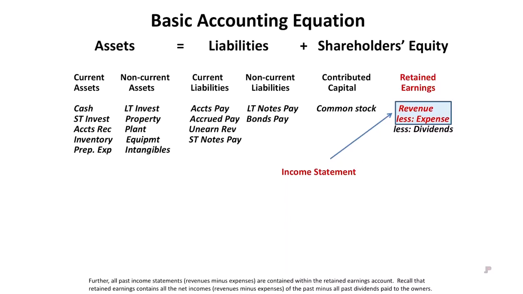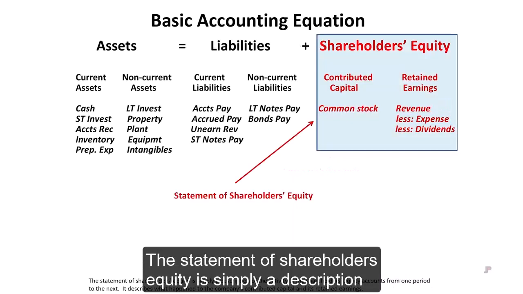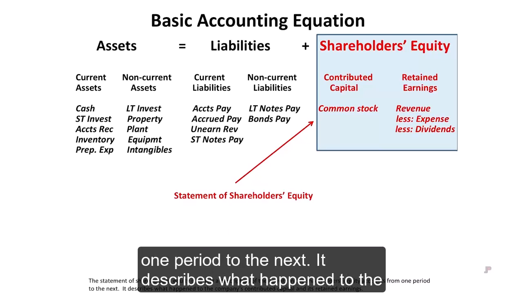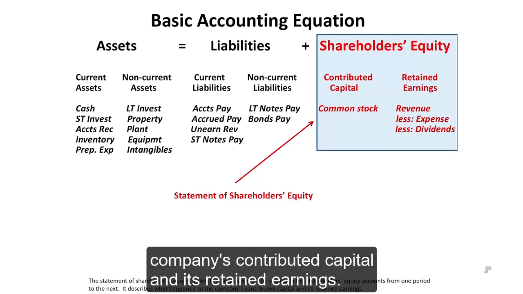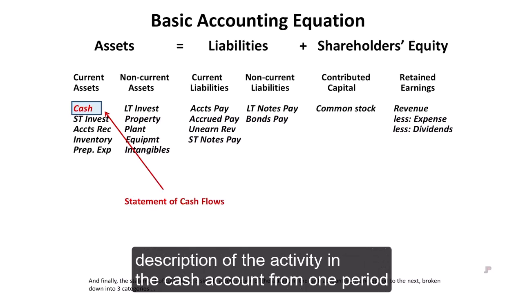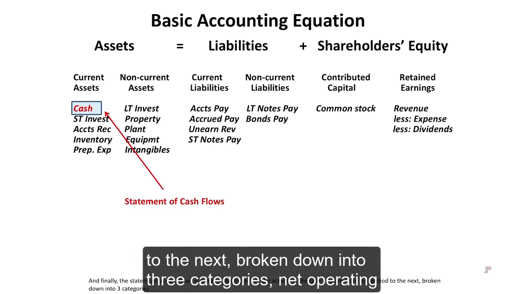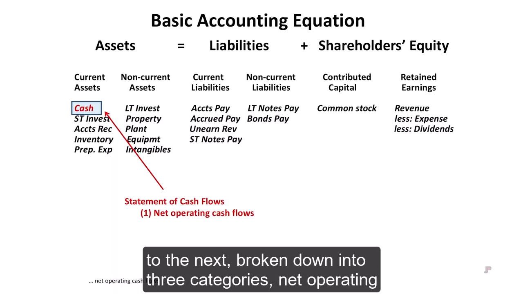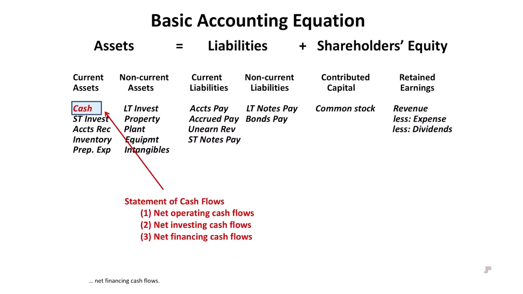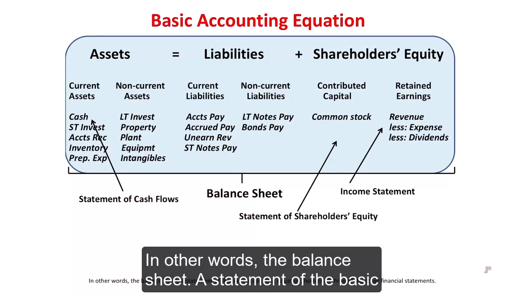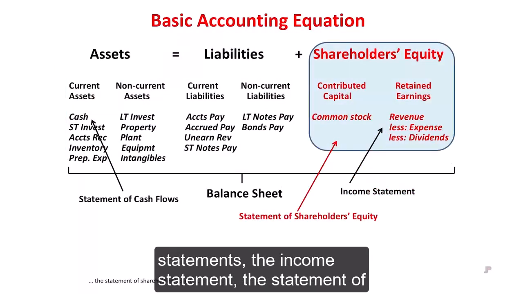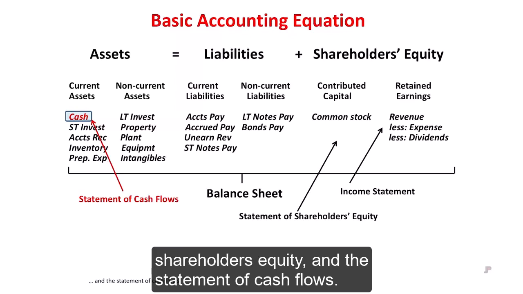Recall that retained earnings contains all the net incomes, revenues minus expenses, of the past minus all past dividends paid to the owners. The statement of shareholders' equity is simply a description of the activity in the shareholders' equity account from one period to the next. It describes what happened to the company's contributed capital and its retained earnings. And finally, the statement of cash flows is simply a description of the activity in the cash account from one period to the next, broken down into three categories: net operating cash flows, net investing cash flows, and net financing cash flows. In other words, the balance sheet, a statement of the basic accounting equation, houses all three of the other financial statements: the income statement, the statement of shareholders' equity, and the statement of cash flows.